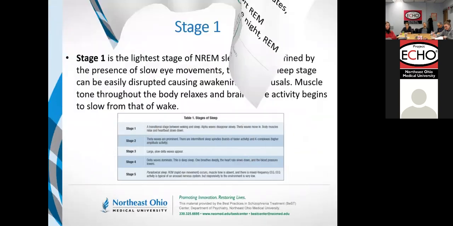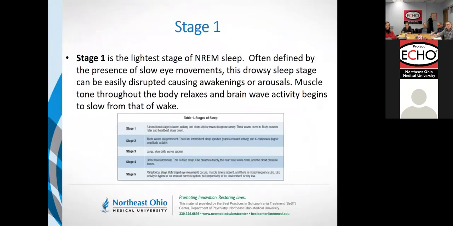So stage 1 is the lightest stage of non-REM sleep. It's defined by the presence of slow eye movements, and this is where you'll feel drowsiness. So it's a drowsy sleep stage, and it can easily be disrupted, causing awakenings or arousals. The muscle tone throughout the body relaxes, and the brain wave activity begins to slow from that of wakefulness. And this is a little chart, but again, we're going to discuss each stage separately.